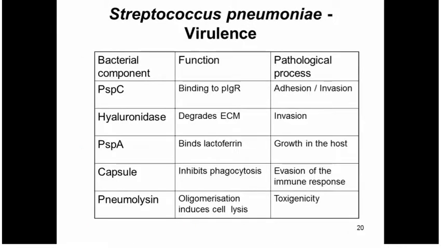Okay, so what are the molecular mechanisms involved in virulence? So adhesion, let's start from the beginning. So you've got gram-positive cocci that are going to adhere onto the epithelium of your upper respiratory tract or in the lung to cause pneumonia.